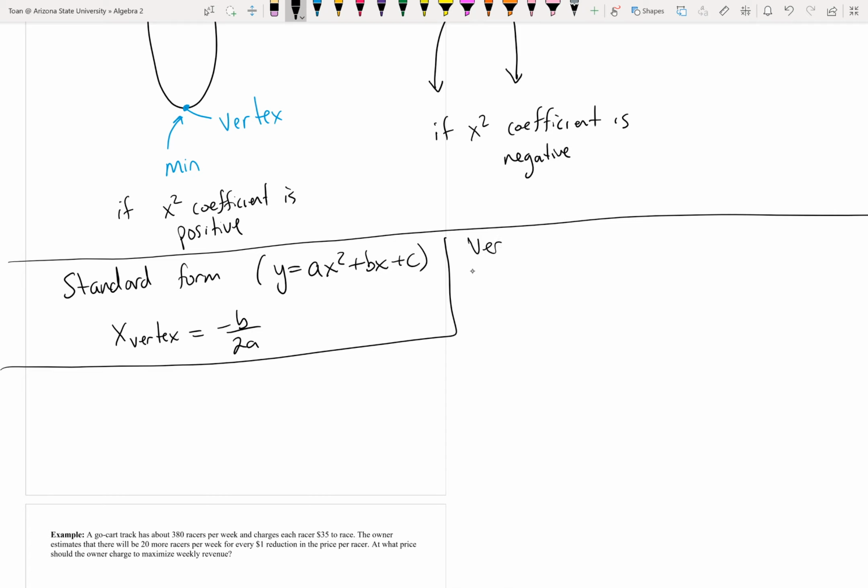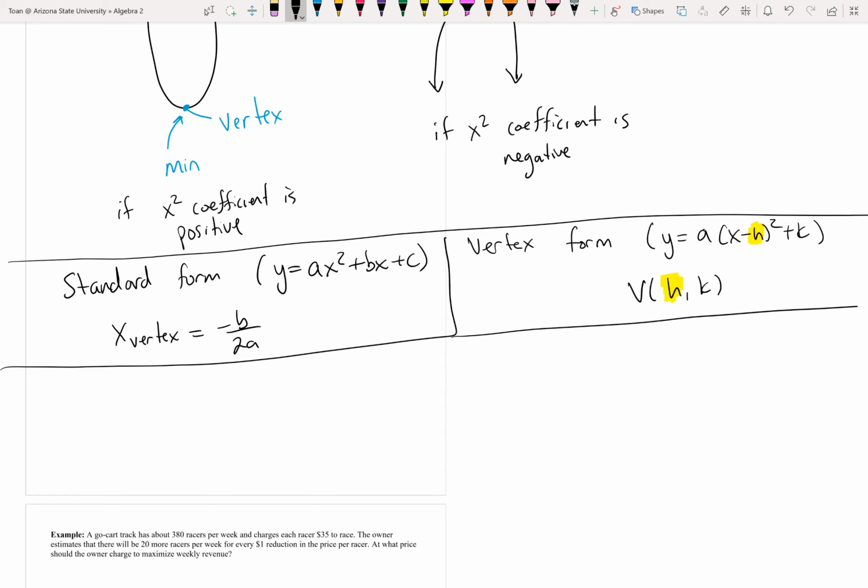If we had vertex form, which is y equals a times (x minus h) squared plus k. You can tell vertex form because it almost always has a parenthesis squared. Here you don't need any fancy formulas. You just read what the vertex is. So the vertex will always be located at (h, k). And the idea was that this h here and this h would always be opposites of each other.